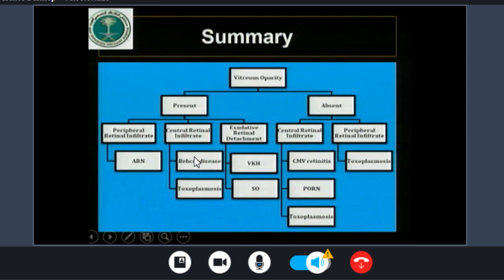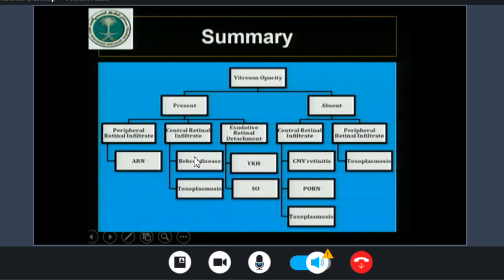Another criterion that could be used to make things easy is vitreous opacity. If it is present, then put the patient as having either peripheral retinal infiltrate, central retinal infiltrate, or exudative retinal detachment. In case of peripheral retinal infiltrate, acute retinal necrosis is the most common at the top of the list, while if the vitreous opacity involves the central vitreous cavity, Behçet disease and toxoplasmosis are among the most common differential diagnoses. If there is an exudative retinal detachment, then we have to consider VKH and sympathetic ophthalmia.